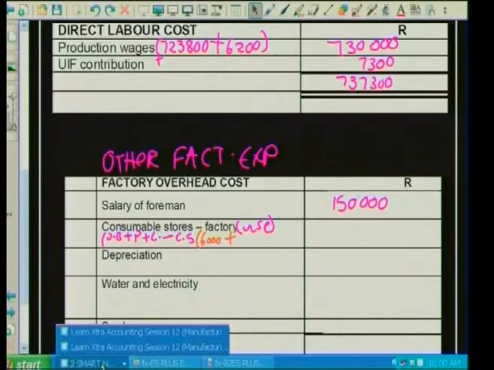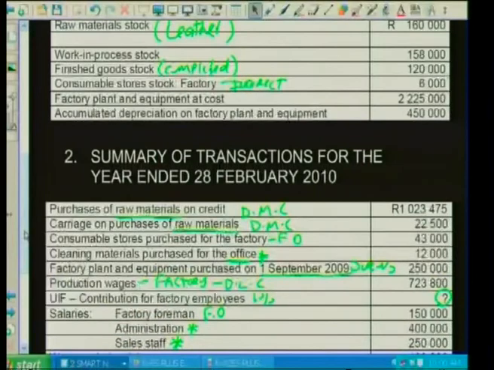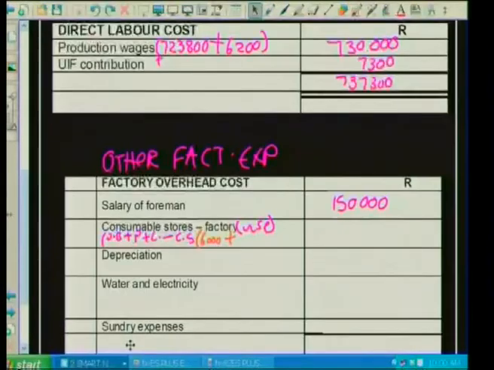To this, I'm now going to add my purchases. So back to my info, summary of transactions. Consumable stores purchased for the factory, 43,000. So let's take that through. I've purchased stock or consumables for an amount of 43,000.